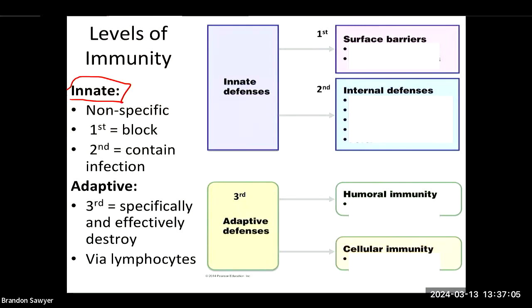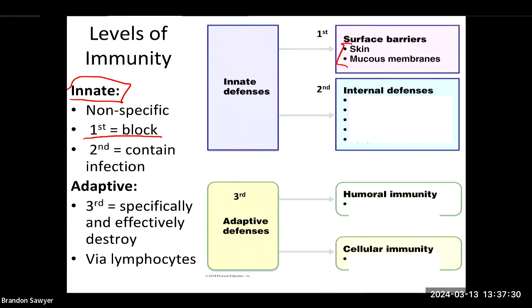The first line of defense in our innate immune system is to just not let stuff in, right? To block things from coming in. So those are all of our surface barriers, like our skin and our mucous membranes, all these parts of our body that are facing the outside world, or at least interact with things that are open to the outside world. So that's our first line of defense, right?